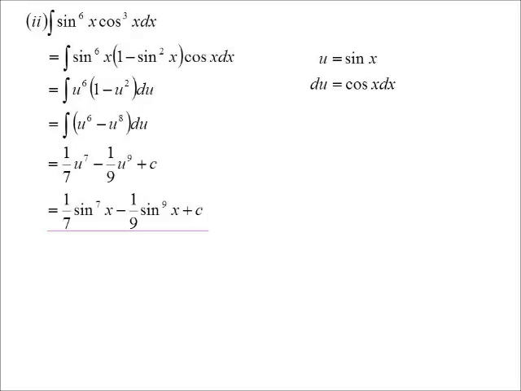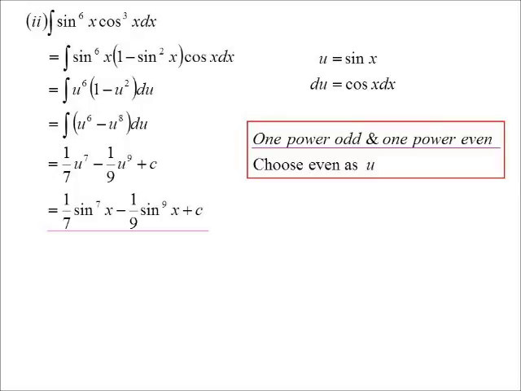I just go with the odd one. So it's the even one becomes the substitution, which therefore means it's the odd one that I'm pulling out, the cos or the sine, whatever the case may be. All right, so they're pretty much done the same way.